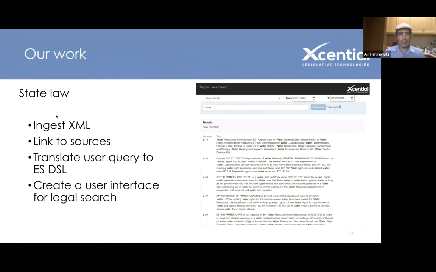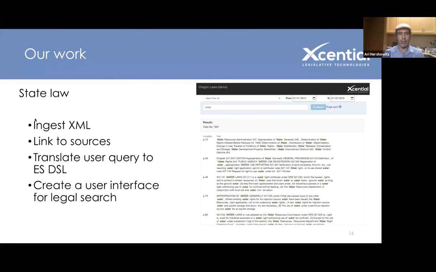One last place we're working: states also make laws. In fact, other countries make laws. And so what we're trying to look for is a way to build a more generic search engine. As I said, it's different from, say, a Google search, because there are very particular kinds of search that lawyers want to do, but that works across different jurisdictions.